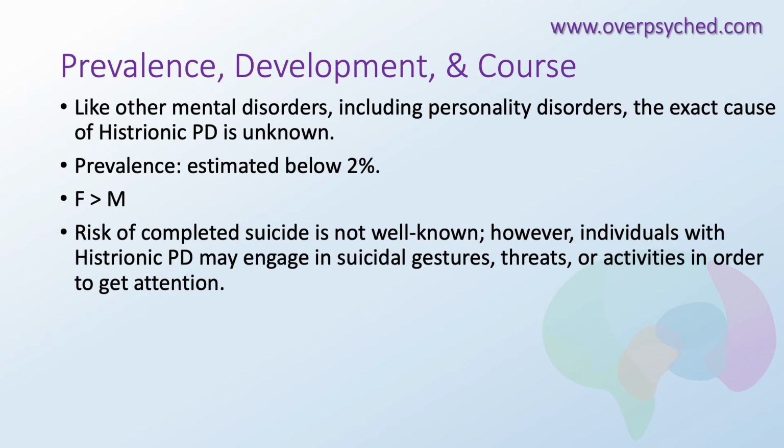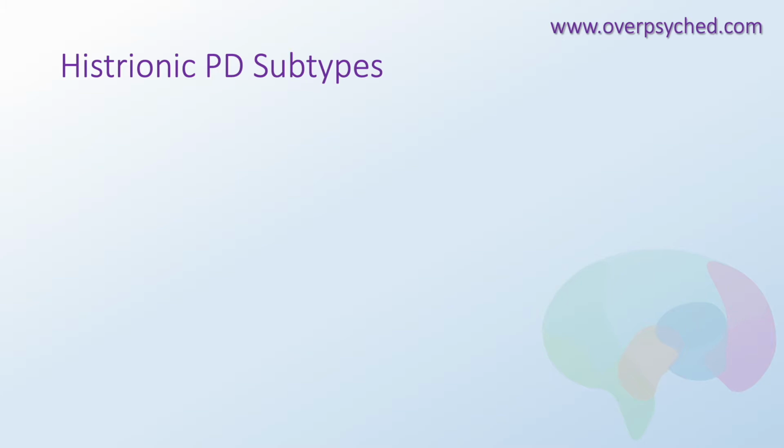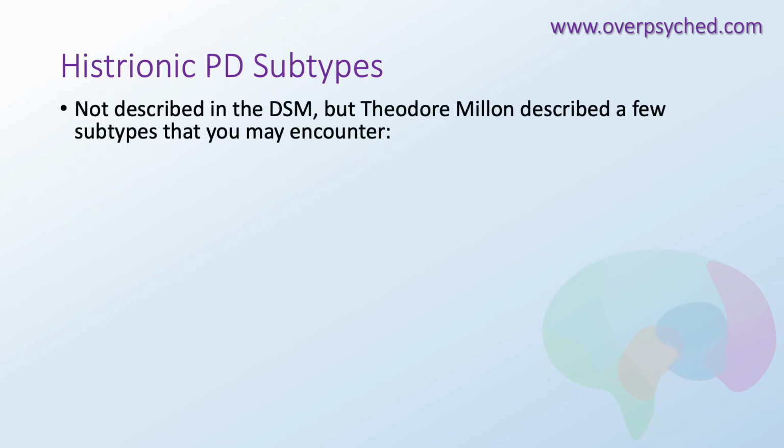Individuals with histrionic personality disorder may also have some of the following comorbidities: somatic symptom disorder, conversion disorder, major depressive disorder, and other personality disorders including borderline, narcissistic, antisocial, and dependent. Next, let's transition to discuss some of the subtypes. Now, these are not described in the DSM, but Theodore Millon described a few subtypes that you may encounter.